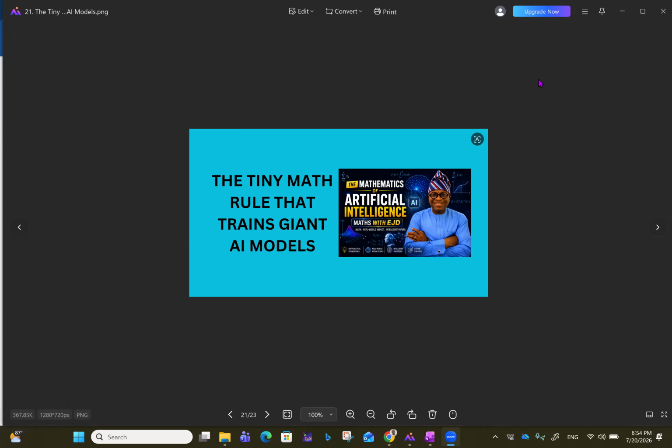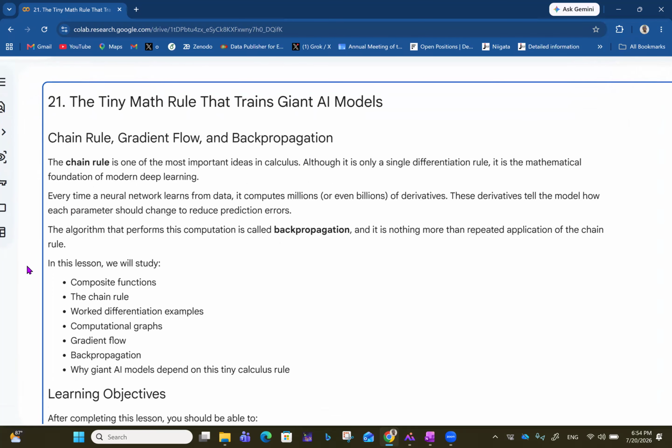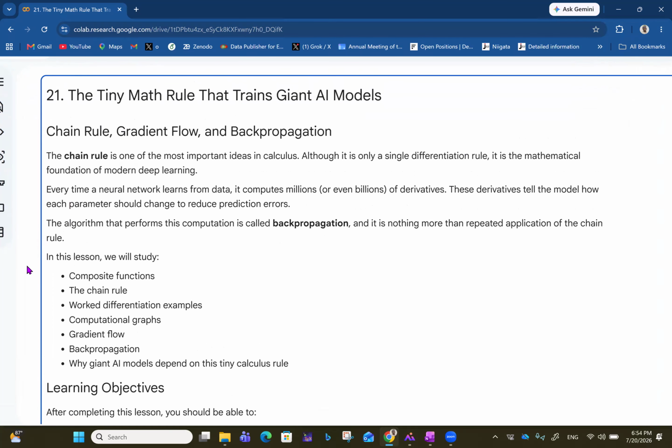As we continue with the mathematics of artificial intelligence, we now look at the tiny math rule that trains giant AI models. Of course, the tiny math rule is basically the chain rule. In addition to that, we'll be looking at things like gradient flow and backpropagation.